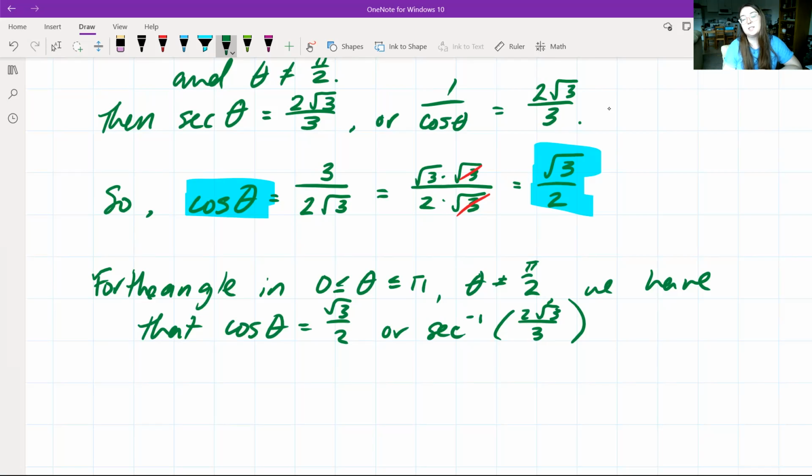So thinking about it in the sense of cosine of theta equal to the square root of 3 over 2 is easier to think about than trying to decipher your way through secant inverse of 2 times the square root of 3 over 3.